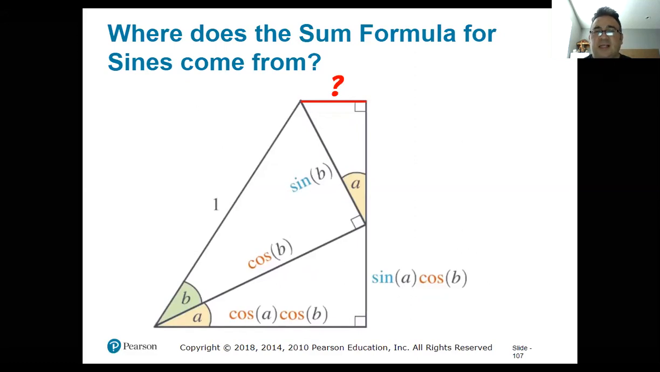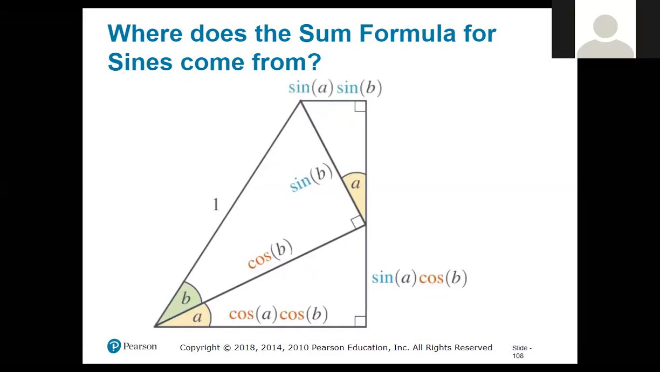What's the hypotenuse in that little triangle? Sine of B. So that side over there has to be what? Cosine of A times sine of B. Good, Talia. Sine of A times sine of B, right? Everybody okay with that one? Let me draw it real quick. And now the other side, this side over here. What's this side going to be? Cosine of A times sine of B. Good, Yesenia and Talia. Good job.